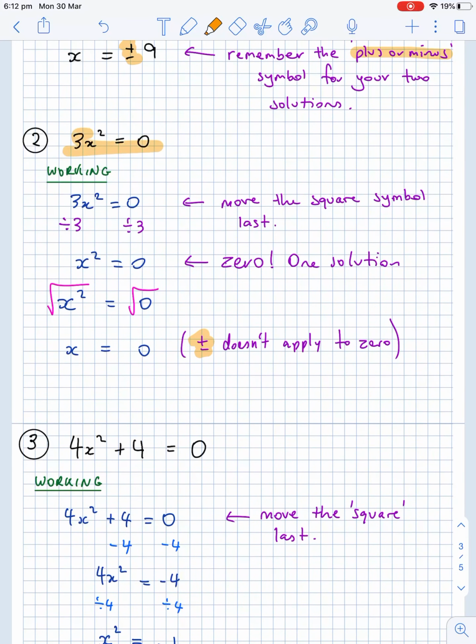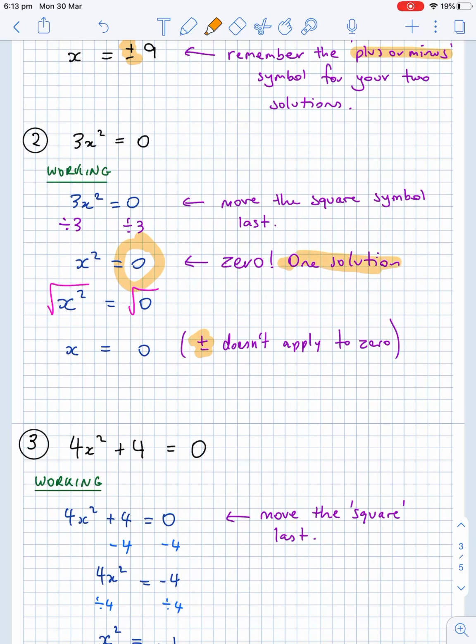Okay, next example. So this one here. Now, I know that I do see a 0 here, but I want to get x squared by itself first. I want to remove this square last. So firstly, get rid of your 3 by dividing both sides by 3. 0 divided by 3 is equal to 0 still. And now we've got the situation of x squared equals 0.